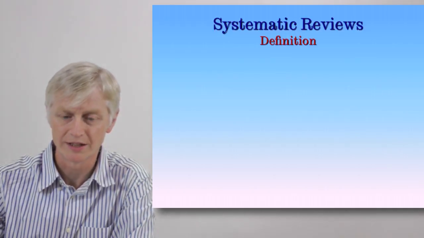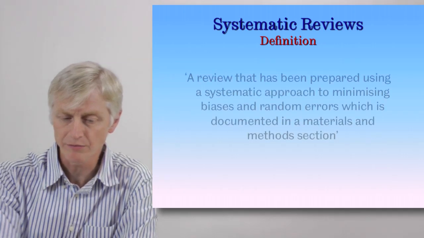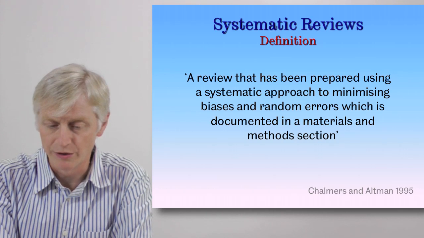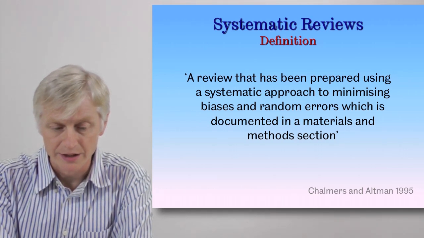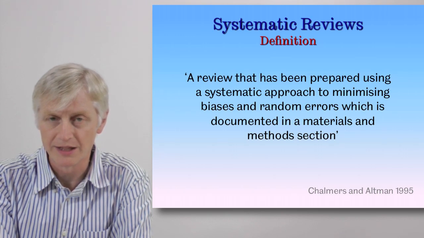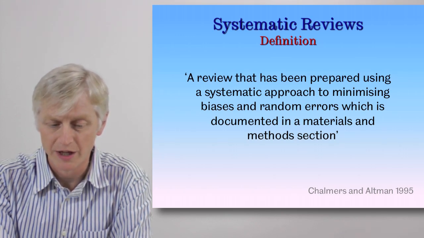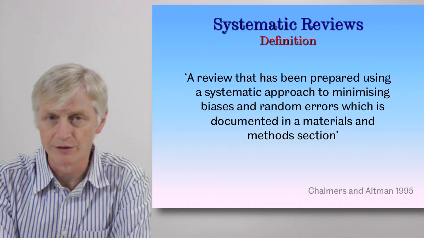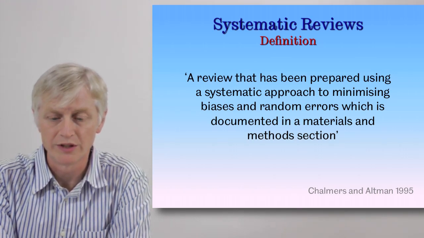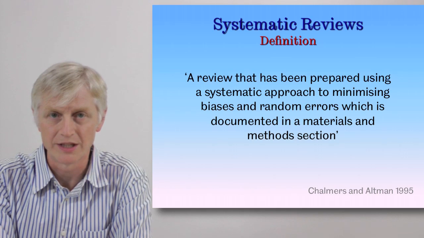So what is a systematic review? This is a definition by Chalmers and Altman, and it says a review that has been prepared using a systematic approach to minimizing biases and random errors, which is documented in a materials and methods section. And the important words here are materials and methods. Many traditional narrative reviews did not have a materials and methods section.